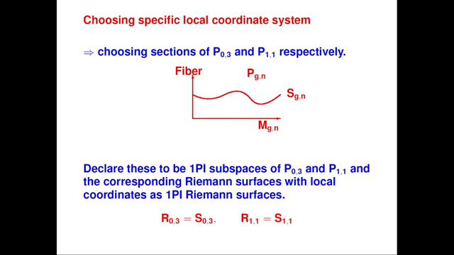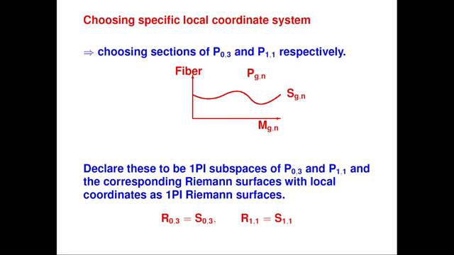Now, for these P03 and P11, we declare these sections, all the Riemann surfaces that are contained in these, to be 1PI subspaces of P03 and P11, which means that you declare that R03, the 1PI region, is the same as the full region. Here of course, there is not much you can do, it is just a point after all. So, what can you do? You have to declare S03 as R03, but here also, you declare R11 as the whole of S11.